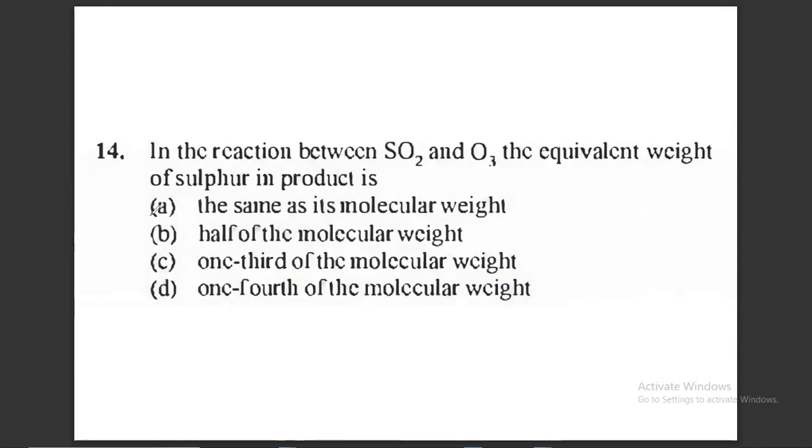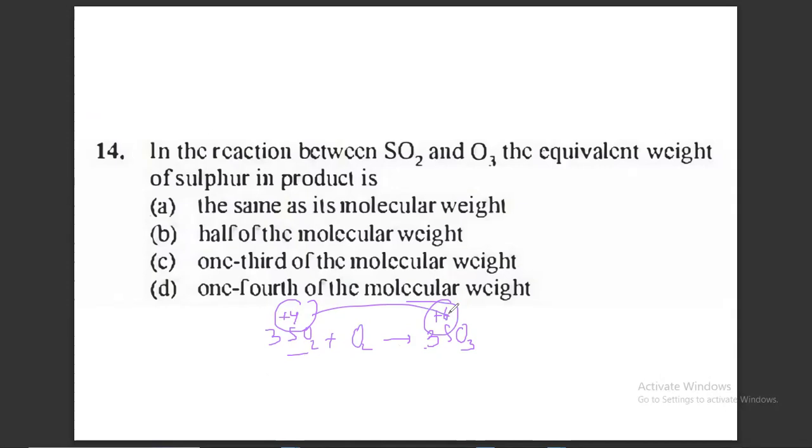To answer question number 14, let us read. In the reaction between sulfur dioxide and ozone, the equivalent weight of sulfur in the product is? So the sulfur dioxide, when treated with ozone, is now changing to sulfur trioxide, right? So the oxidation number of this sulfur would change from +4 to +6. You can easily identify from this given equation. Right. So oxidation number changes from +4 to +6. Why I'm saying +4? You can find out X here. And this is +6. It changes from +4 to +6.